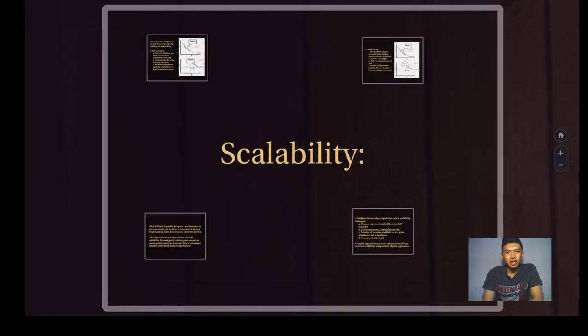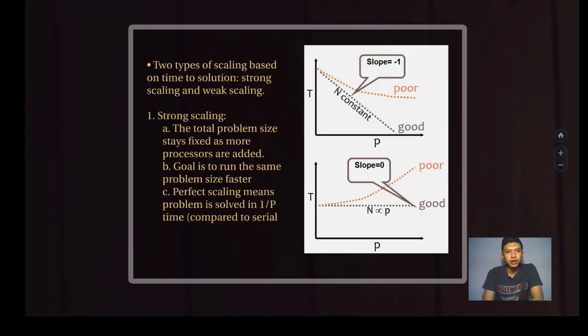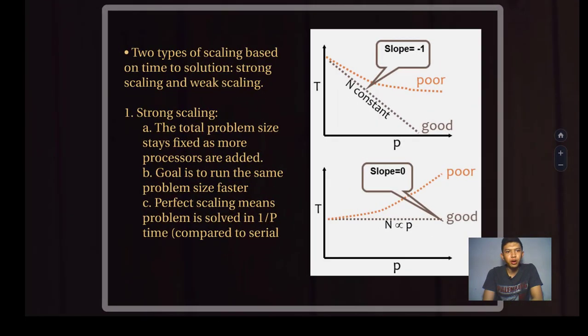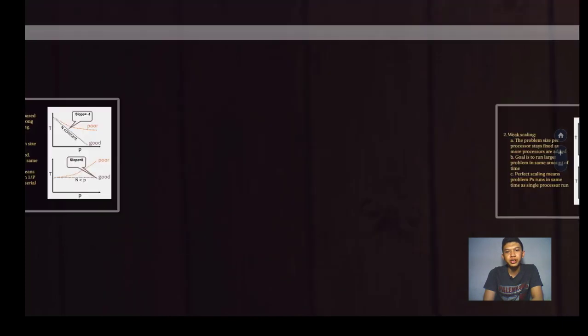And next, scalability. In scalability, there are two types of scaling: strong scaling and weak scaling. One, strong scaling: the total problem size stays fixed as more processors are added. B, the goal is to run the same problem size faster. C, perfect scaling means the problem is solved in 1/P time compared to serial.